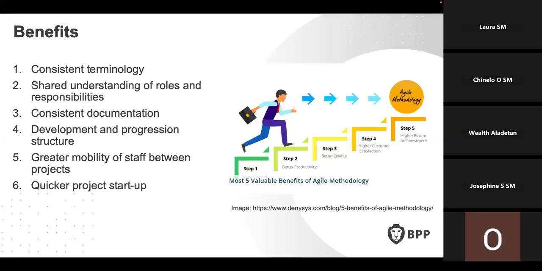And also, there's shared understanding of roles and responsibilities. You understand that this is the role of the team lead, this is the role of the agile coach, this is the role of the scrum master, the BA, the QA. This is the role. Everyone has their responsibilities. So there's a shared understanding of roles and responsibility. That's part of the benefits. And there's consistent documentation. Yes, the documentation are consistent.